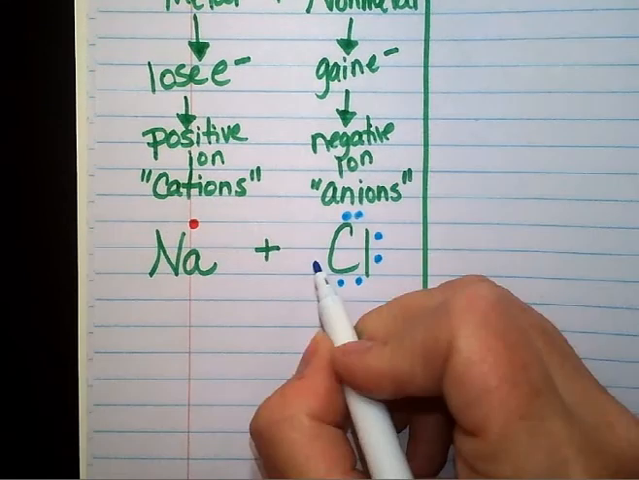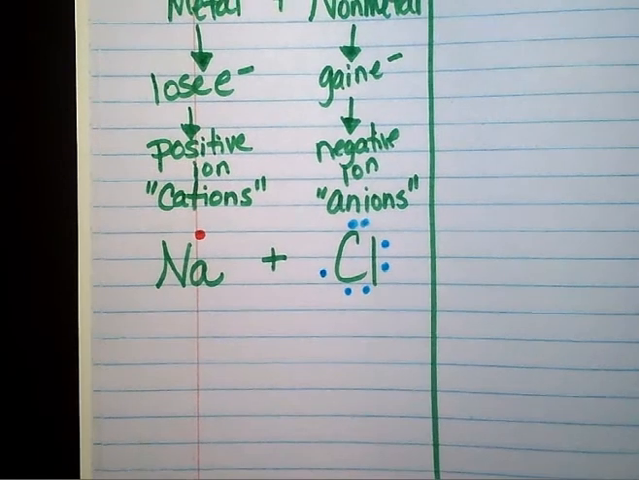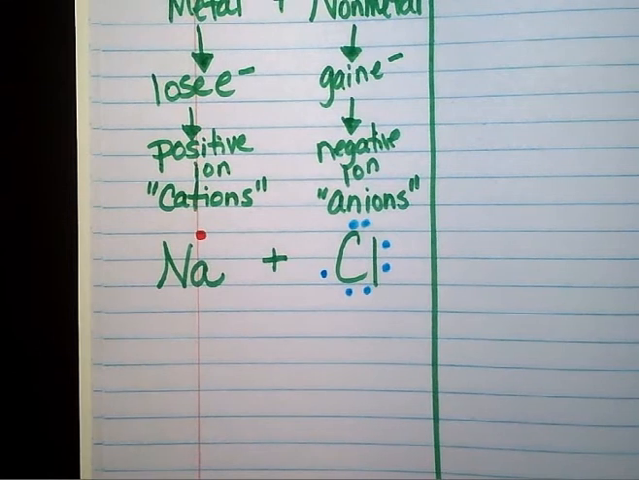I put 6. It has 7. There we go. I saw Jalen counting. He caught my mistake.